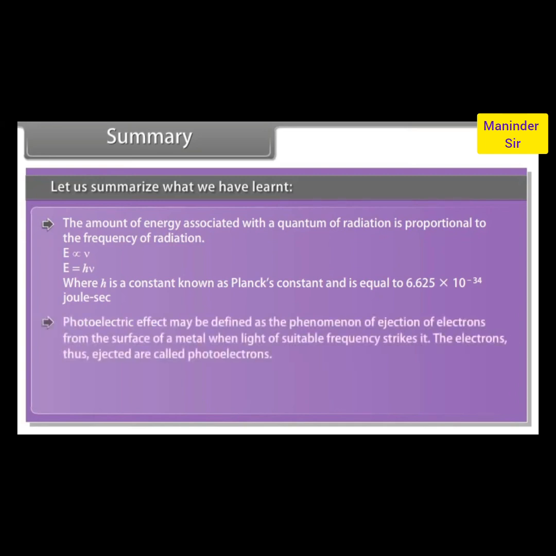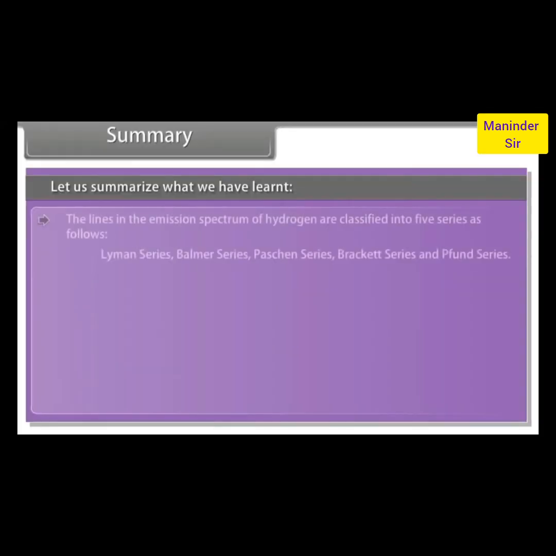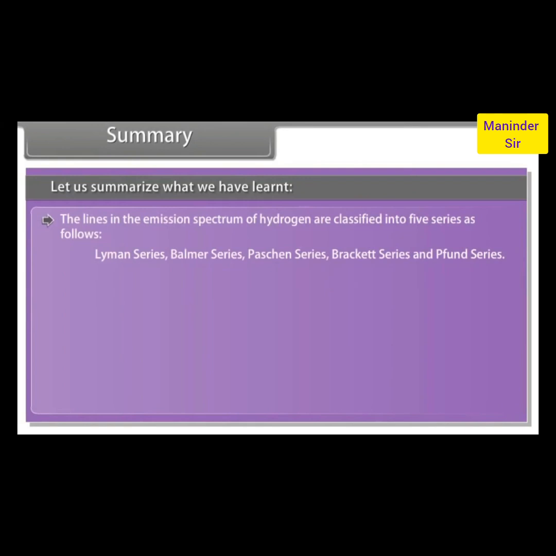The photoelectric effect may be defined as the phenomenon of ejection of electrons from the surface of a metal when light of suitable frequency strikes it. The electrons thus ejected are called photoelectrons. The atomic spectrum of an element can be used to identify the element and is sometimes called the fingerprint of its atom. The lines in the emission spectrum of hydrogen are classified into 5 series as follows: Lyman series, Balmer series, Paschen series, Brackett series, and Pfund series.